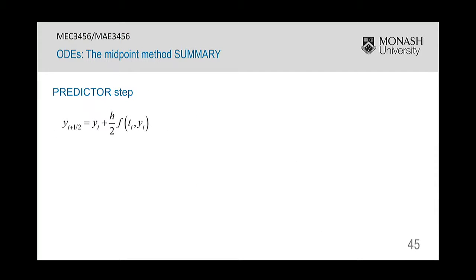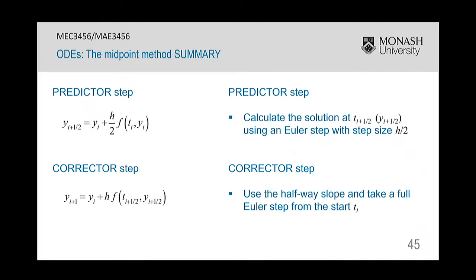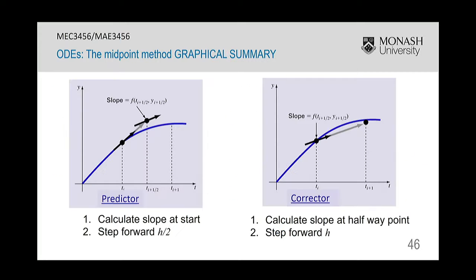So the predictor step is y_i plus half is equal to y_i plus h on 2 times the function value at the initial point, t_i, y_i. We calculate that just using an Euler step with a step size of h on 2. The corrector step then uses that slope to do a full Euler step from the initial point. Graphically, we're starting off at the point t_i. We go to the halfway point as the predictor, and then for the corrector, we take the slope at the halfway point and do a full step from the beginning.